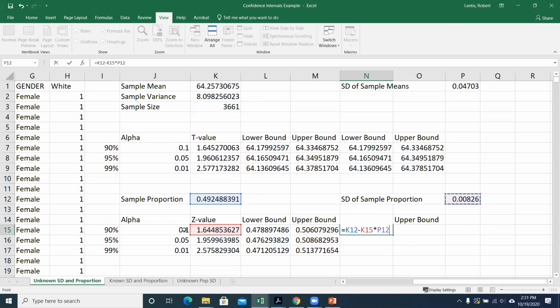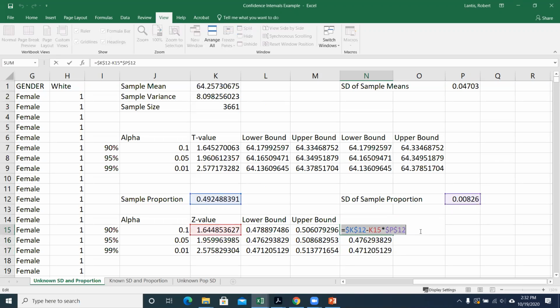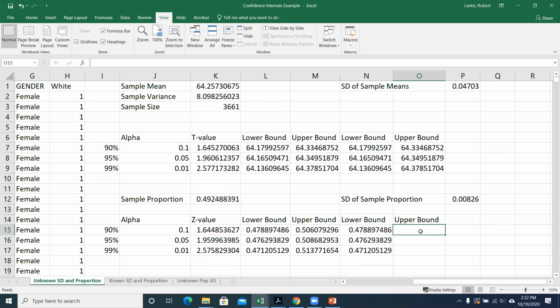When I copy this down, the only thing I don't want to change is my z value, so I freeze the other cells. So I get the exact same values I did before, so that's good. And then once again, to get my upper bound, I'll just copy this, paste it, change that negative to an addition sign, because I want to be adding my margin of error instead of subtracting it to get my upper bound. And then drag this down.